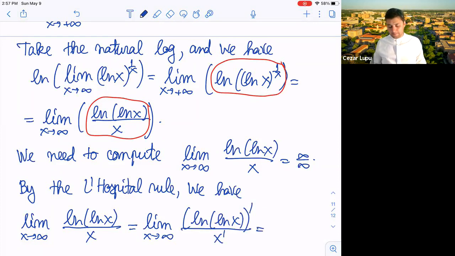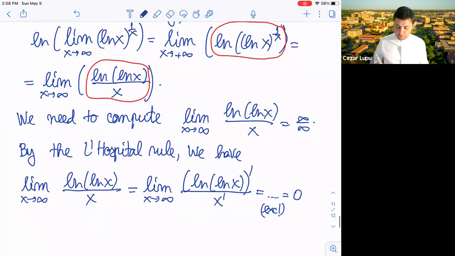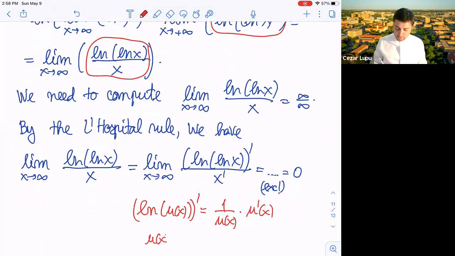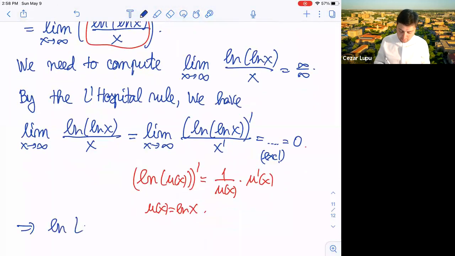But in any case, you have the derivative. I'll leave the details to you to show that this is actually zero. It's an exercise, right? The derivative of x is one. You know that the derivative of ln is one over, so you use the chain rule here. Keep in mind that the derivative of ln of u of x is one over u of x times u prime of x. But in our case, u of x is actually ln of x. So I'll leave this to you to compute the derivative and show that the limit is zero. But we're not done. So this implies that ln of L is zero. So L will be e to the power zero, which is one, and we're done.